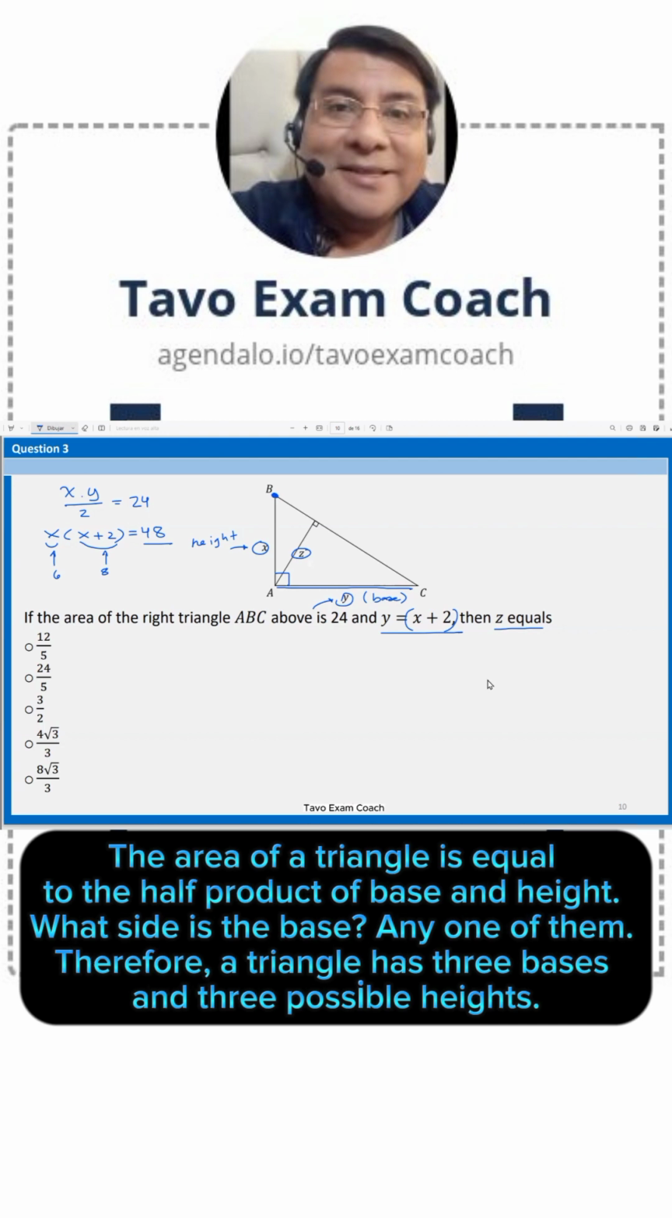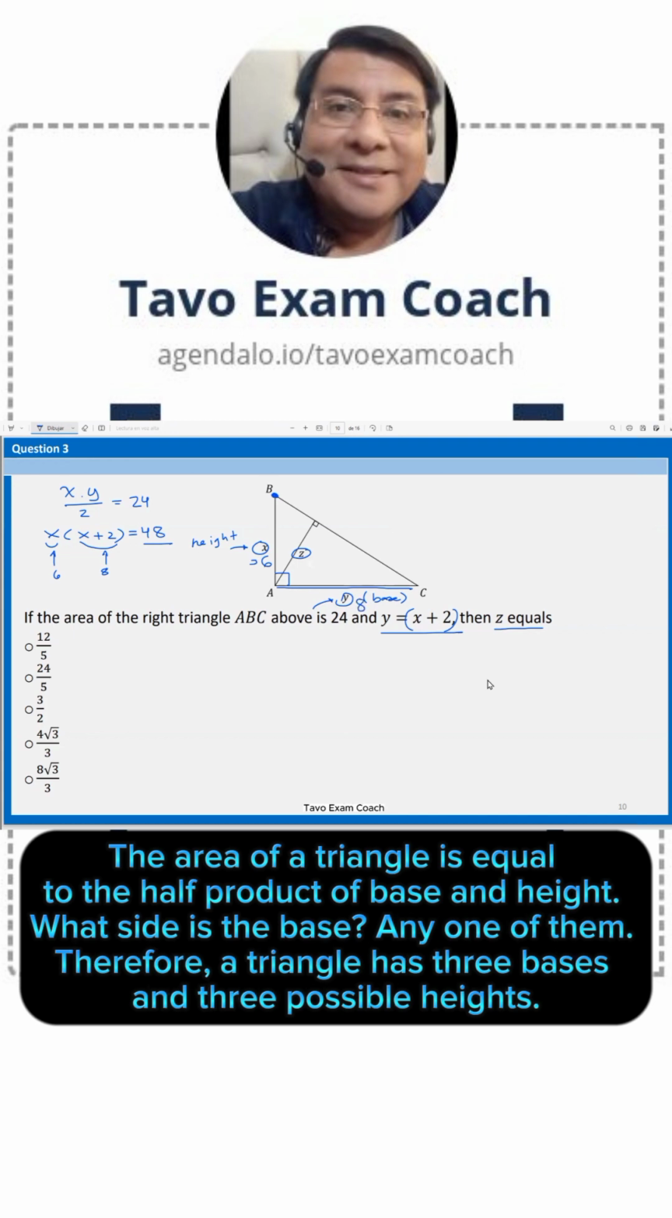And we're aiming only at positive values, right? In geometry, there is no meaning for negative lengths. So 6 and 8 are the values. x equals 6 and y must be 6 plus 2, so 8.